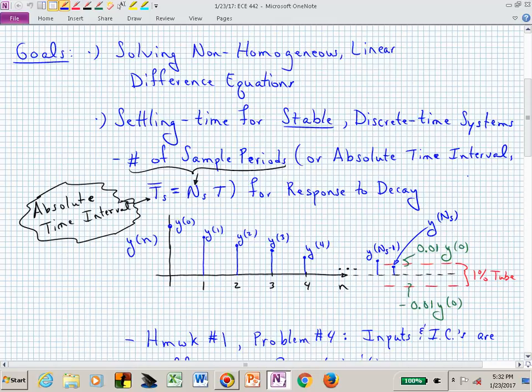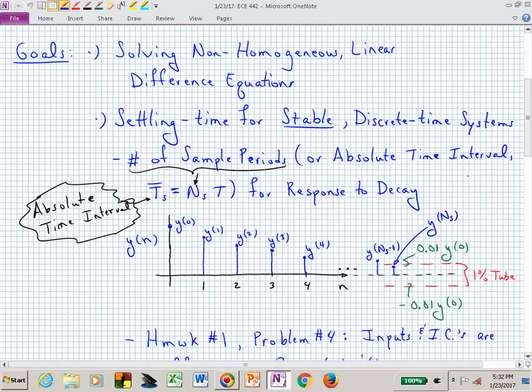And when do we have a stable system in a z-domain system or in a discrete time setting? When is our system stable? Do you remember? We want our poles in the left half plane. We're in the continuous time.